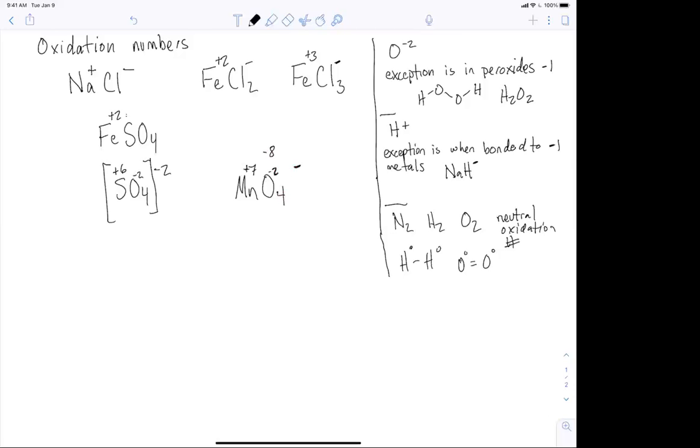I'm trying to think if there's anything else. Yeah, nothing else really. I mean, the exceptions, I guess, just be careful with the metal hydrides or whatever. Those are the only kind of weird ones.